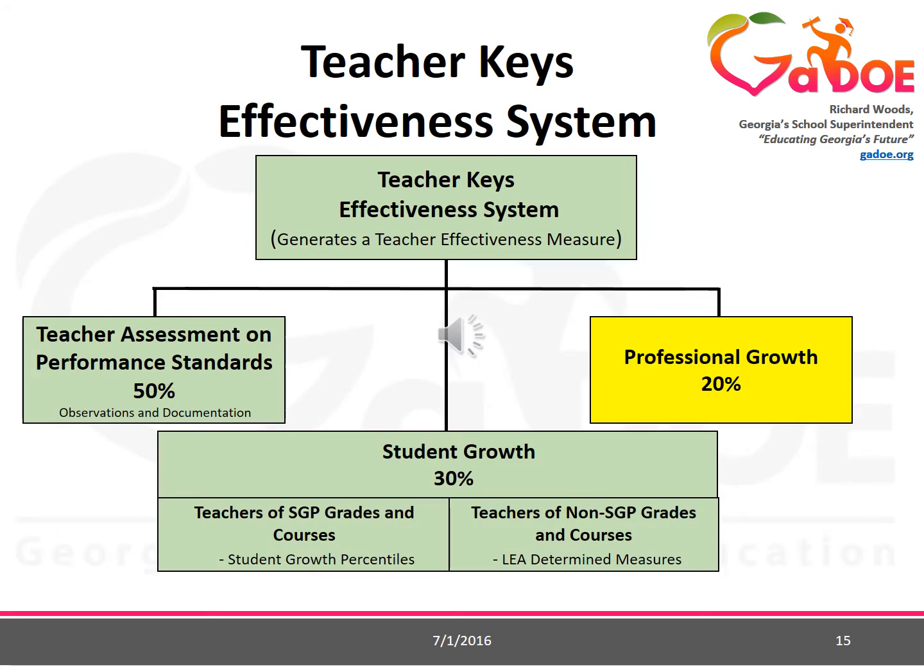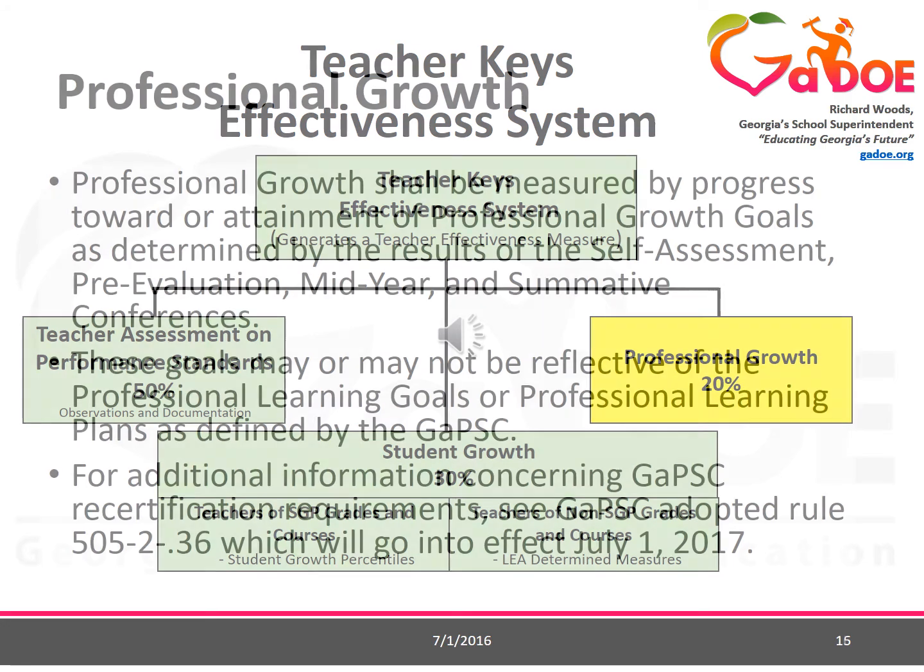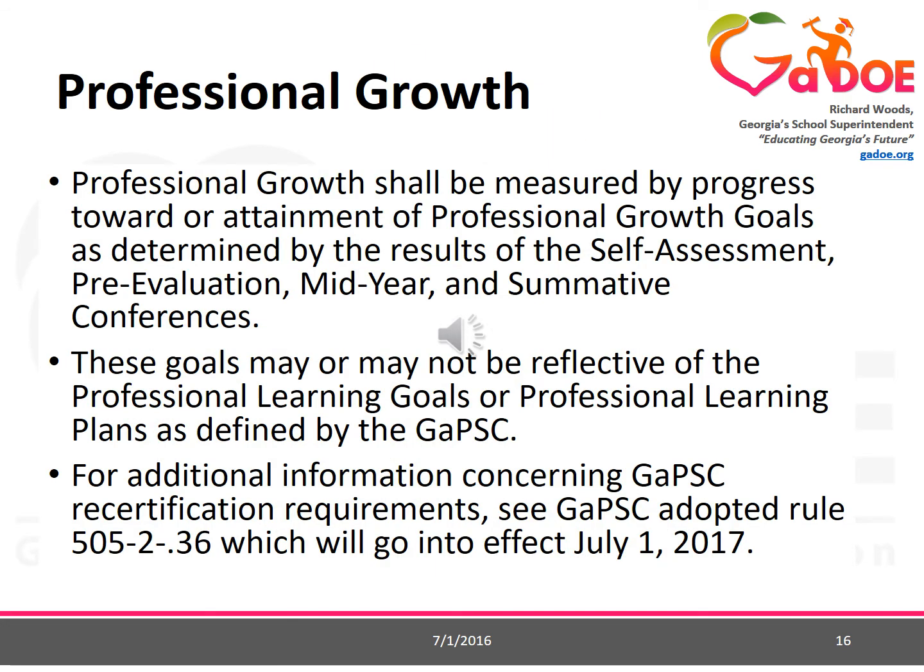While the observation piece accounts for 50% of your evaluation, the professional growth piece accounts for 20%. The professional growth piece is tied directly to your goals. So basically, the 20% tied to professional growth is measured by the progress you make toward your professional growth goals. These are the goals that are determined by your self-assessment, your pre-evaluation, your mid-year, and your other conferences.